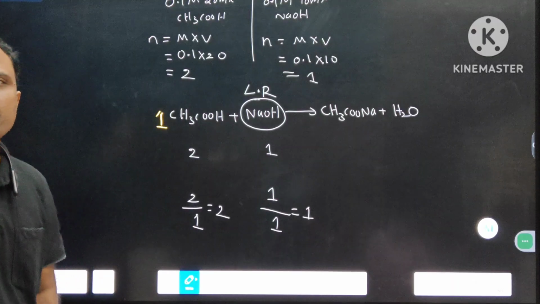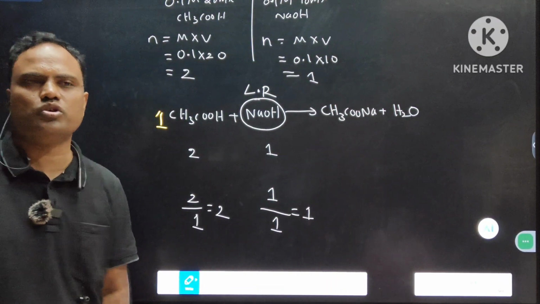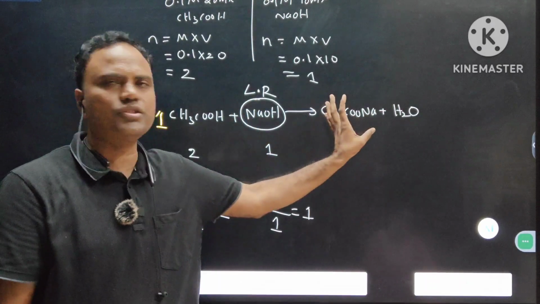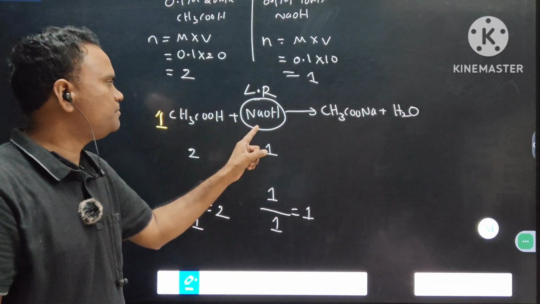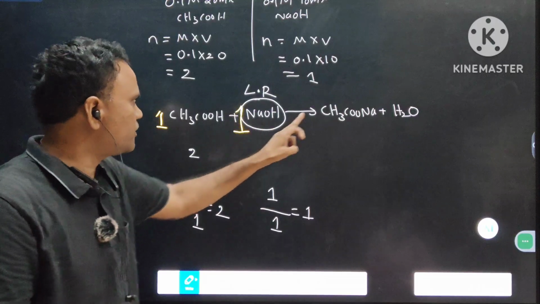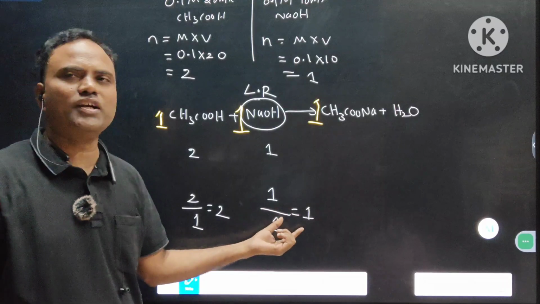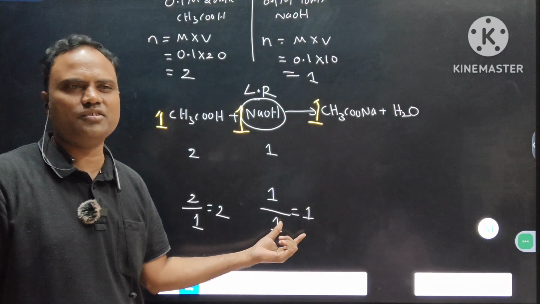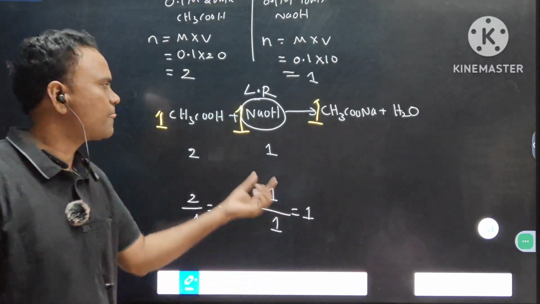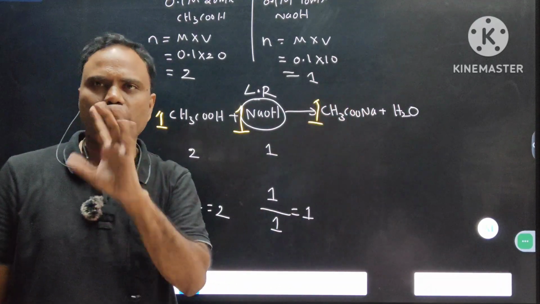According to the limiting reagent, we write the moles of product. I explained this in stoichiometry also. So, according to the moles of NaOH, CH3COONa is formed. According to the standard equation, 1 mole is giving 1 mole. And according to the data also, moles are 1 only. See, here coincidentally both are the same. 1 mole of sodium acetate is formed.